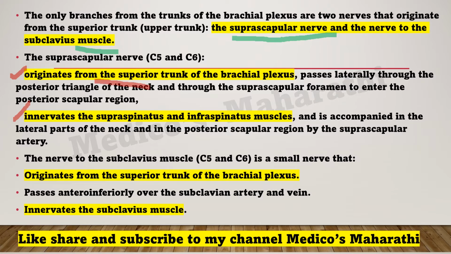Okay, and the nerve to subclavius will also originate from the superior trunk of the brachial plexus. So what is the origin? Superior trunk, C5 C6. What is the innervation? Suprascapular nerve innervation: it will innervate supraspinatus and infraspinatus muscle.